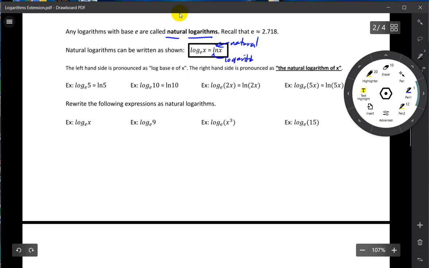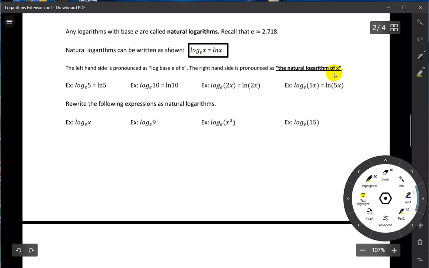This is basically a shorthand that mathematicians use rather than writing log base e. On the left hand side here, this is pronounced as log base e of x. The right hand side is pronounced as the natural logarithm of x. I'm just showing you some examples here. This is the same thing as ln of 5. This is the same thing as ln of 10, and so forth.